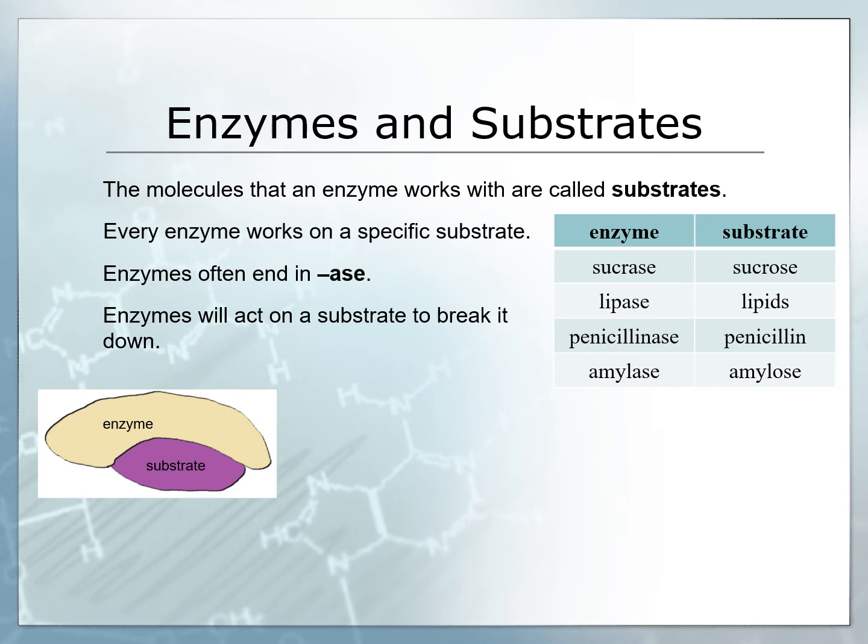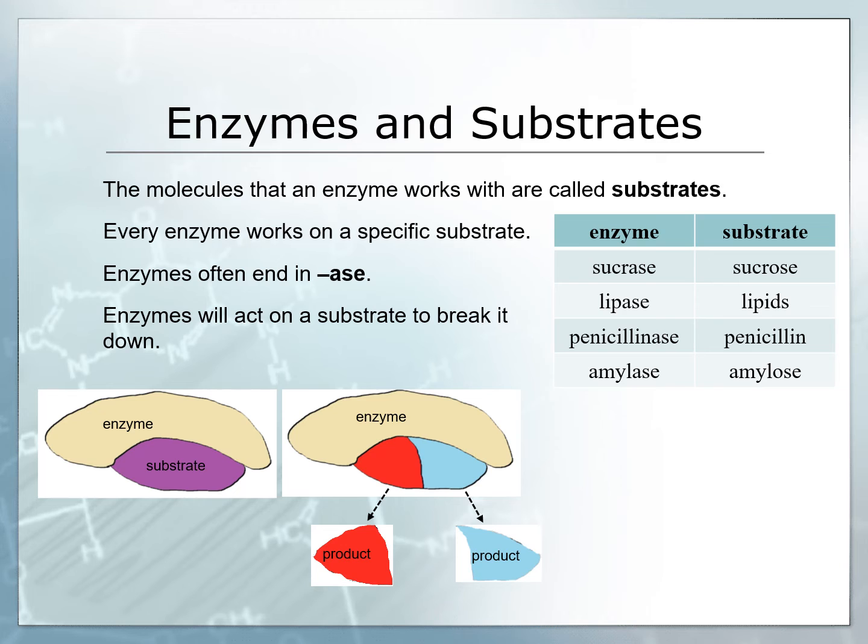The substrate enters the active site of the enzyme, and the enzyme acts on the substrate, allowing the bonds to break that are holding the two pieces together, releasing the products. The enzyme is ready to work on another substrate. Other enzymes will put two substrates together, making bonds that will produce one product.